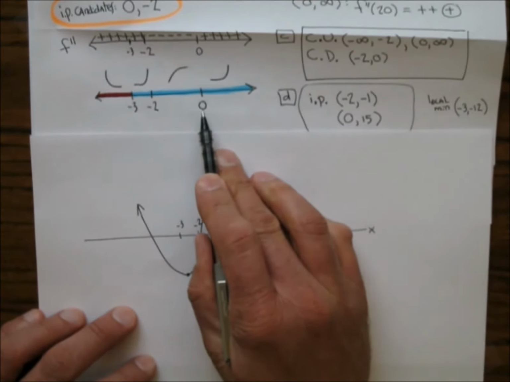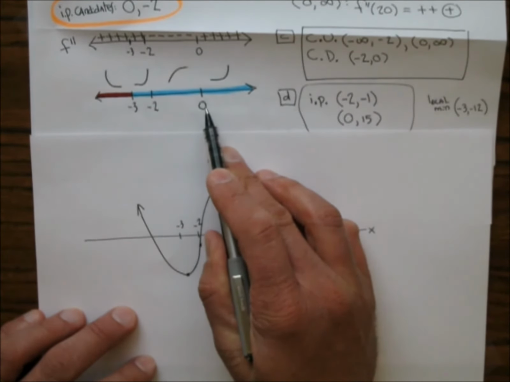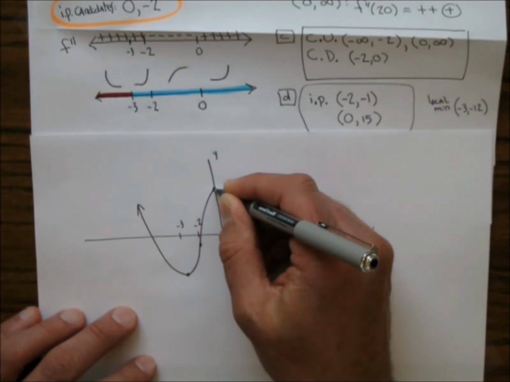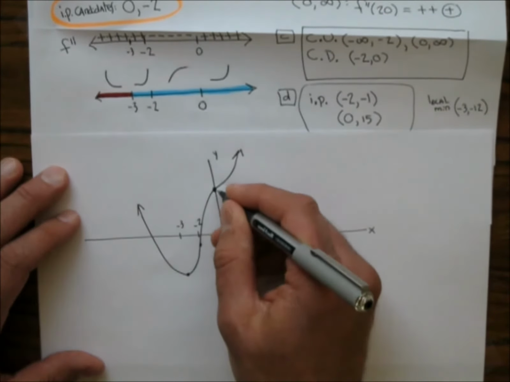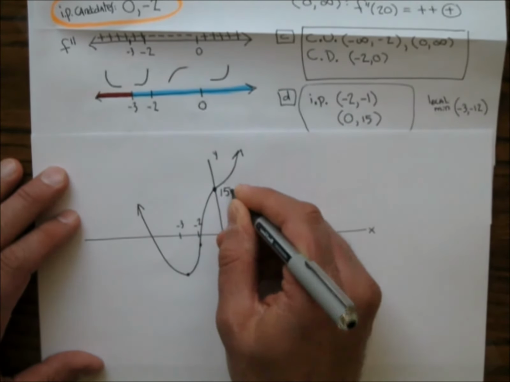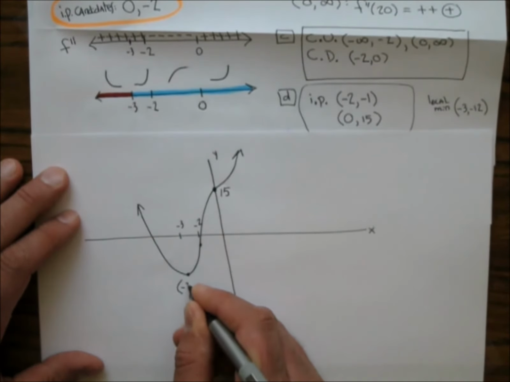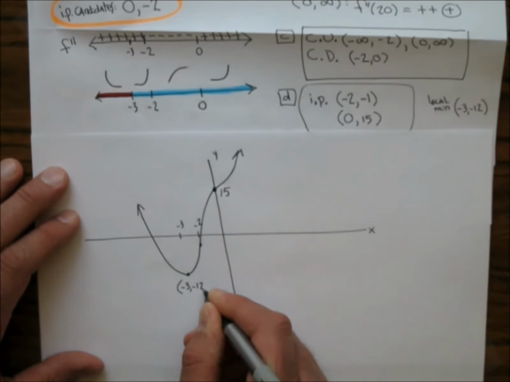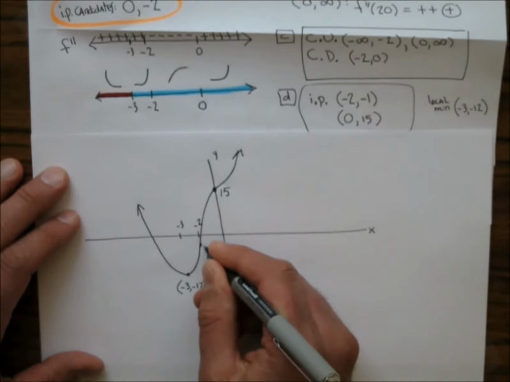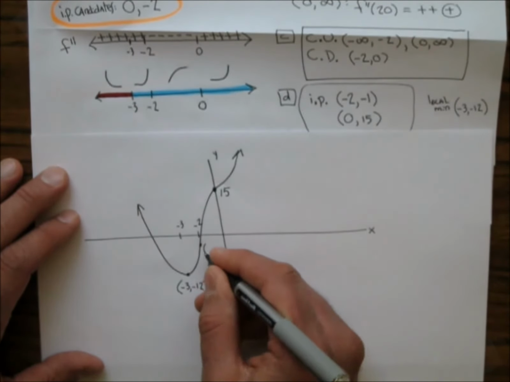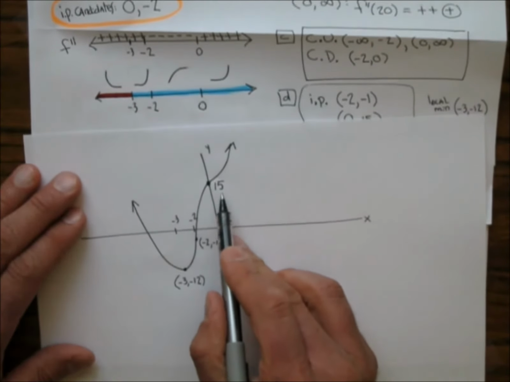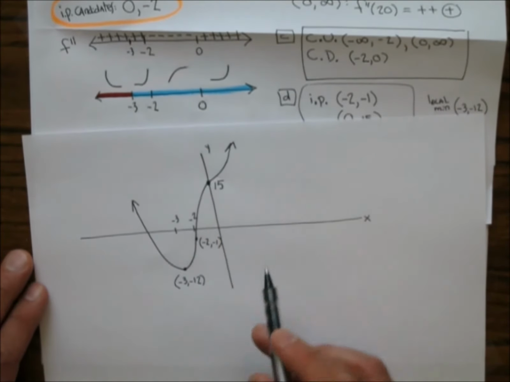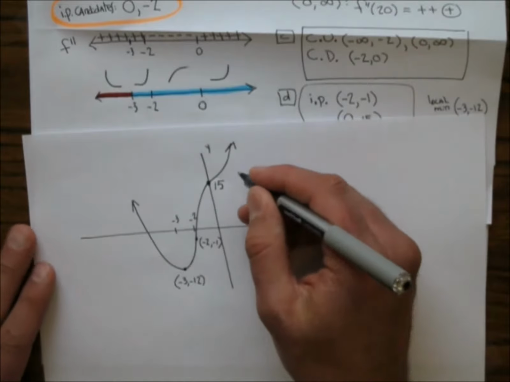and then when I hit 0, I'm going to still go up, but now I'm going to change it back to the cup, concave up past the cup, and it's going to go like this. This right here is the y-intercept of 15. We have -3, -12. This is the inflection point, -2, -1. And then, of course, we can call this point 0, 15 if you want.